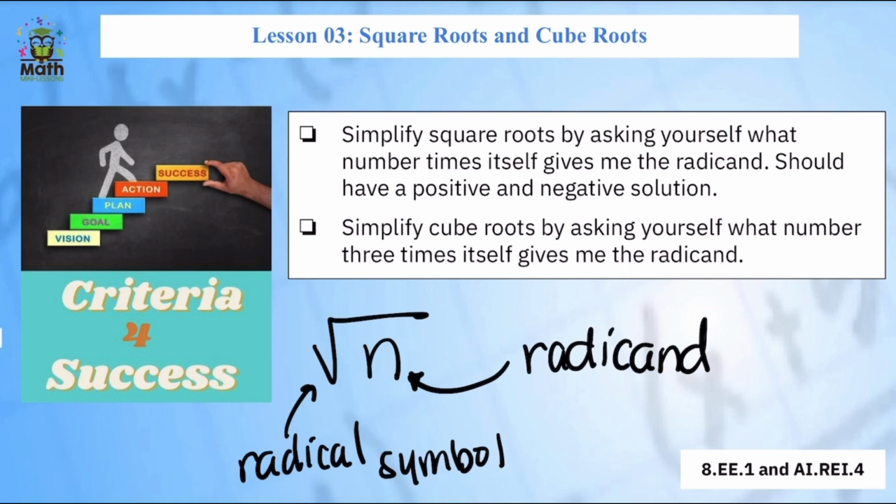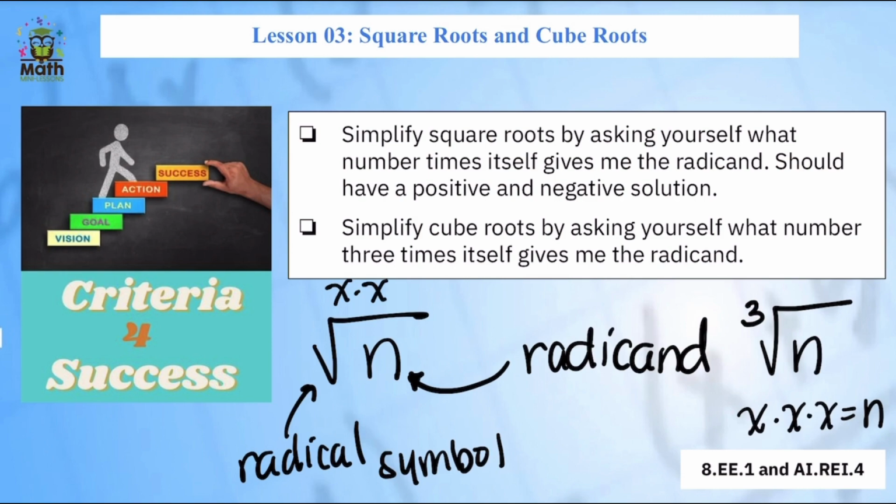And we simplify the cube root by asking ourselves again, what number, three times itself, gives me the radicand. So we're also going to look at cube roots, and we're going to try and figure out what that number could be. So it's usually x times x gives us that n, and for the square root, we know x times x gives us that n. So that's what we're going to try figuring out.